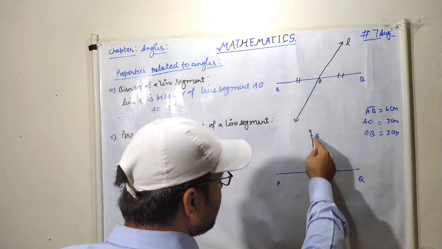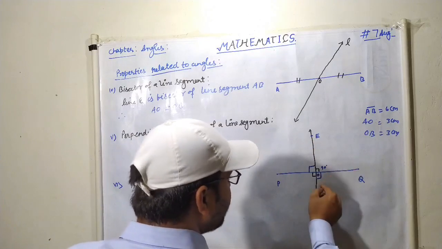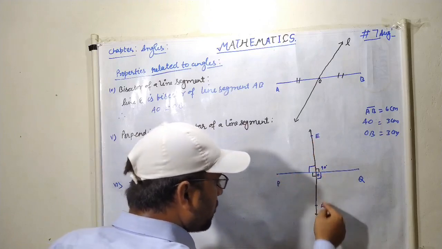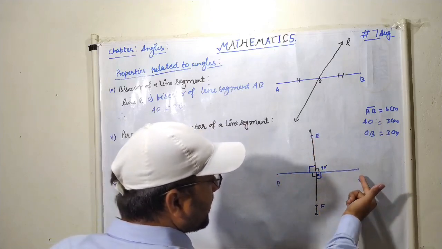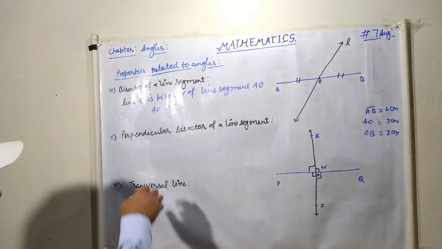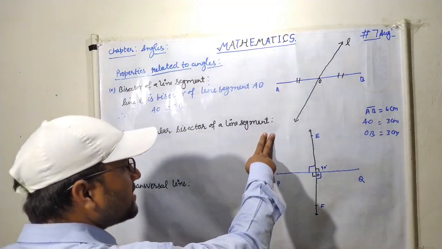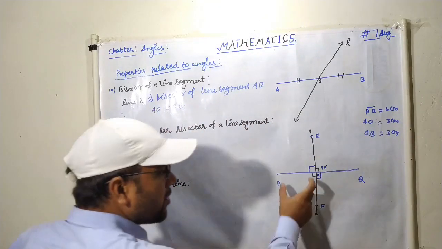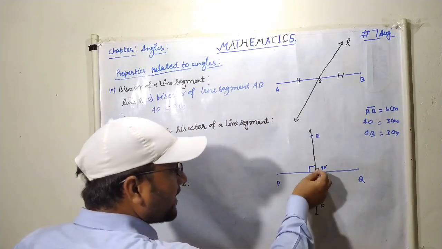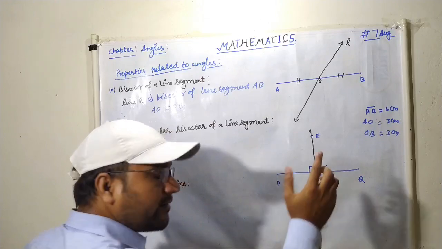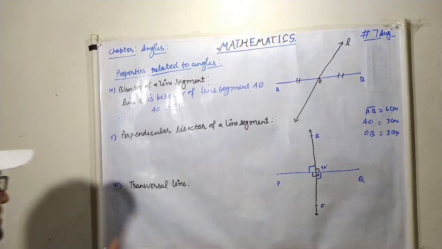So angle EOQ is equal to 90 degrees, angle EOP is equal to 90 degrees, angle POF is equal to 90 degrees, angle QOF is equal to 90 degrees. Very important. Perpendicular bisector of a line segment means that a line will divide this line segment into two equal parts. OP is equal to OQ, and O is a point where this line forms 90 degrees. Okay, so this is the important point.